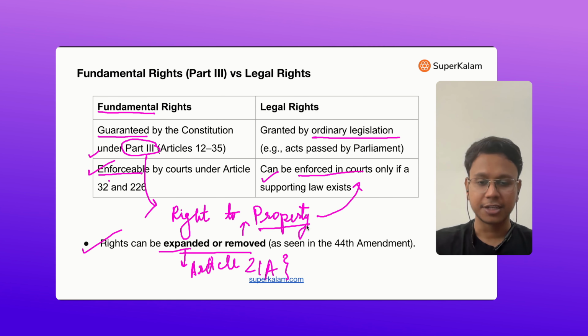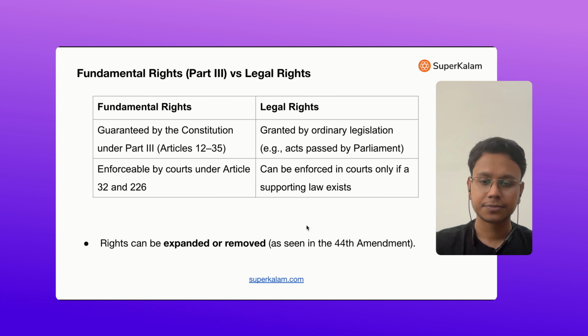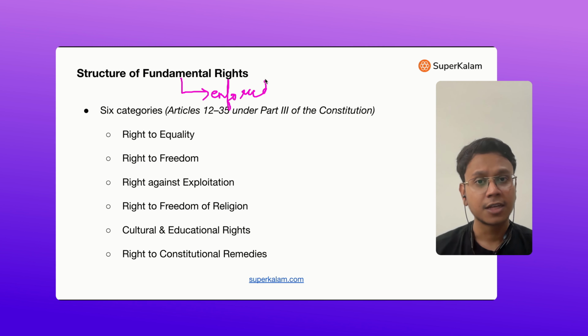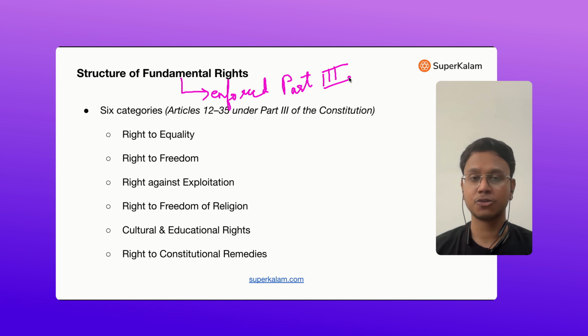Now we will move further. We will start with fundamental rights. So we have understood about rights. We have understood the difference between fundamental rights and legal rights. Now, what is the structure of fundamental rights? As I said, fundamental rights are very fundamental in nature, and these are enforced by the judiciary. And these are very well defined in Part 3 of the Constitution. Also, they are very systematically organized in our Constitution.